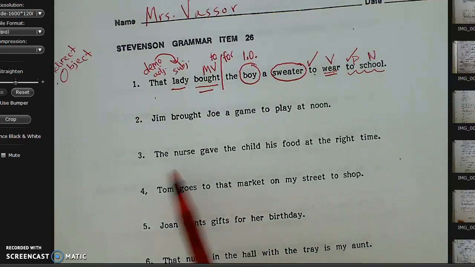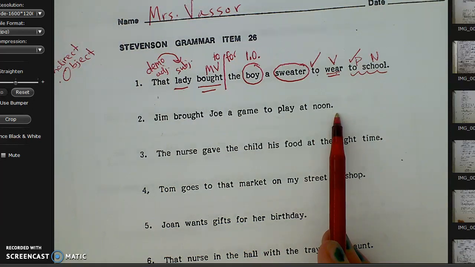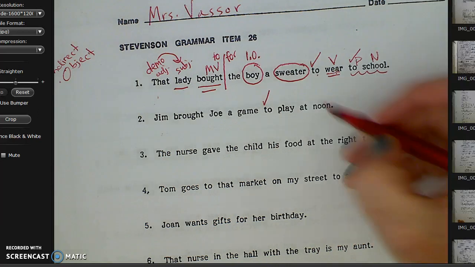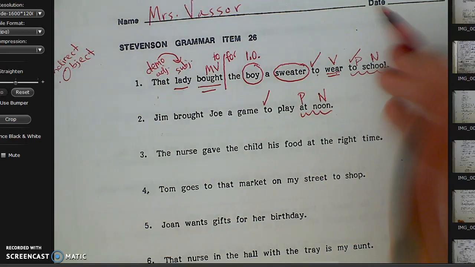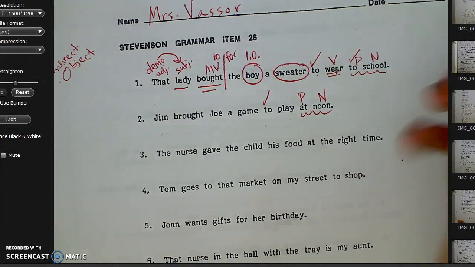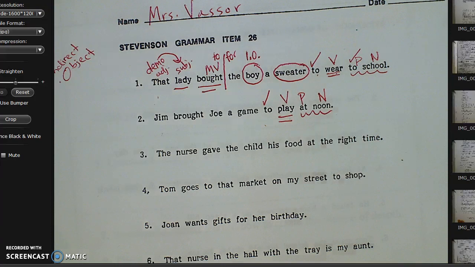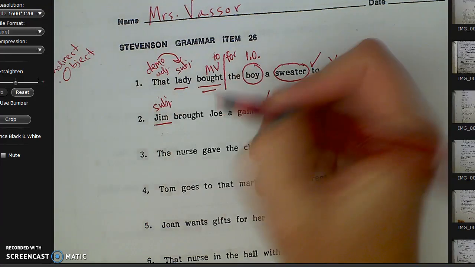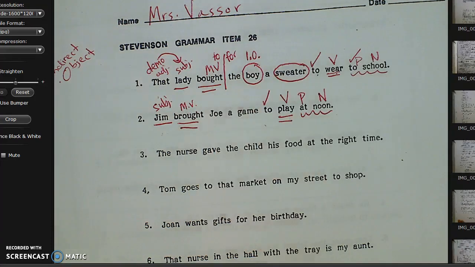Number 2. Jim brought Joe a game to play at noon. I see a 2 to check, and I see a prepositional phrase. I'm going to go ahead and label that, and then I'm going to check. To play. Play is a verb, double underline, put a V above it. Who or what is doing the action? It is Jim. He's my subject. What did Jim do? Jim brought. It's my main verb.